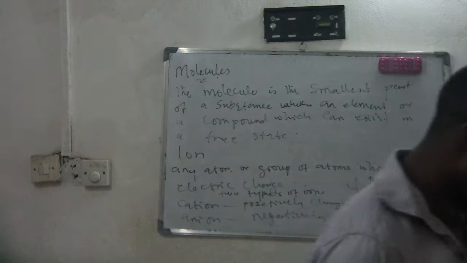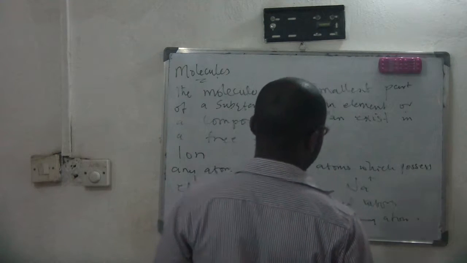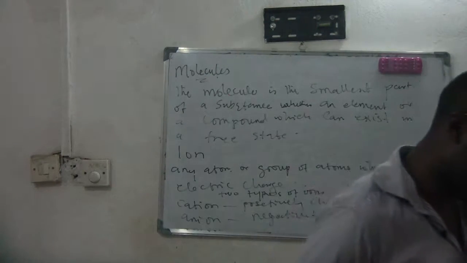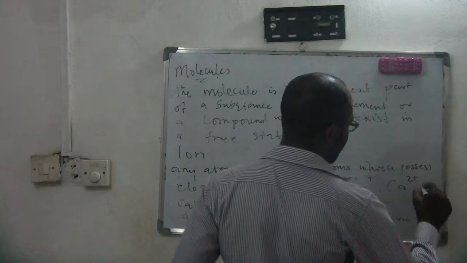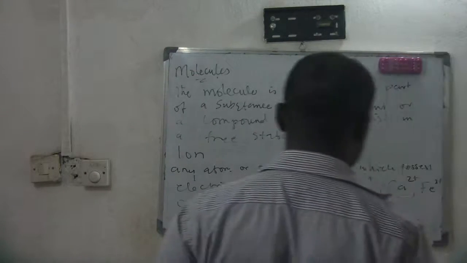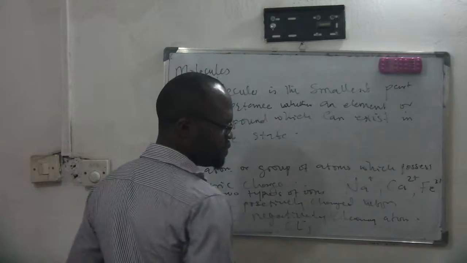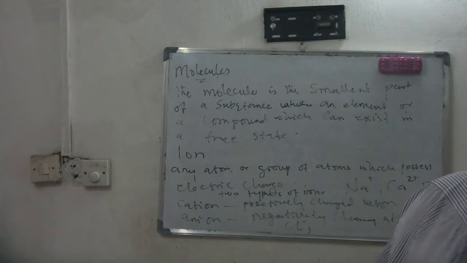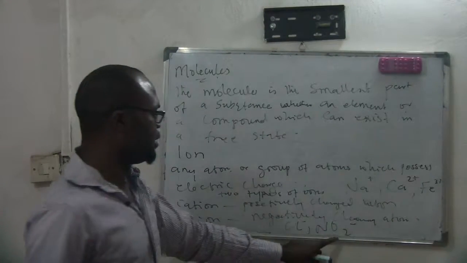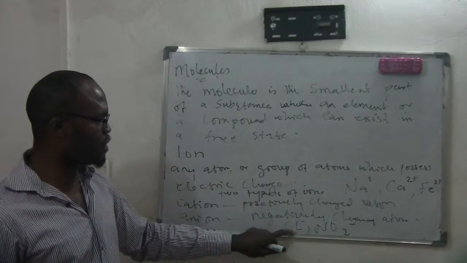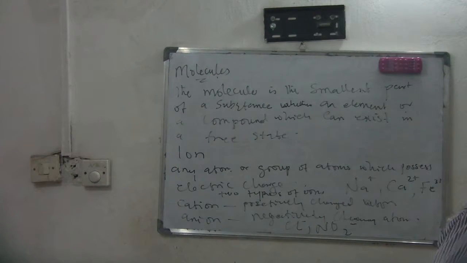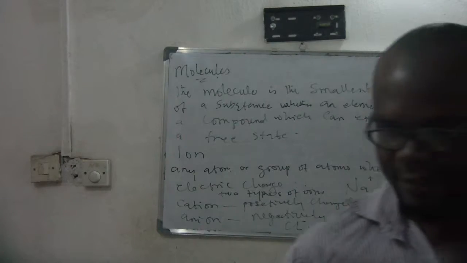Other examples are calcium, Ca2+, and iron, Fe3+. Examples of anions are Cl-, that is chloride, and NO2-. This is an example of a group of atoms. The Cl- is just one atom, while NO2- is a group of atoms having an electric charge. That is an ion. Is that clear?